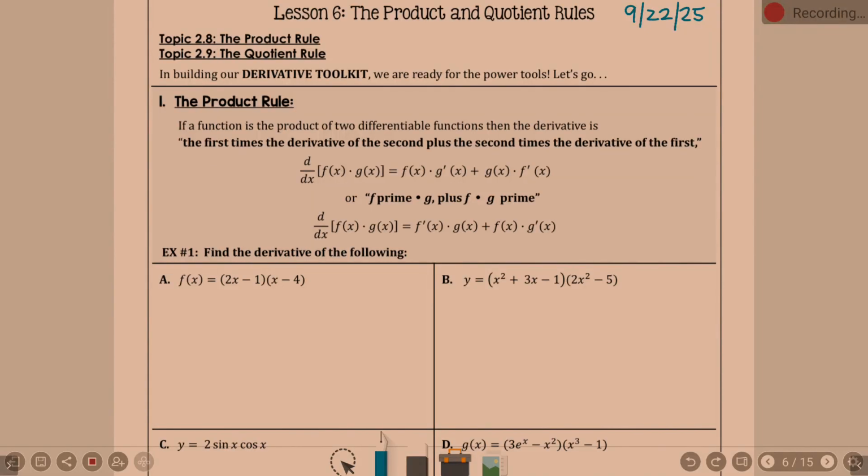6, product and quotient rule. So, we know a lot of the basic derivatives. We don't have everything yet, but we'll gather more as we go through this year, this unit. But we have a lot. We're going to focus on product and quotient rules.